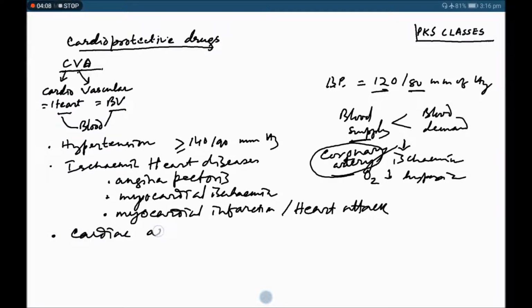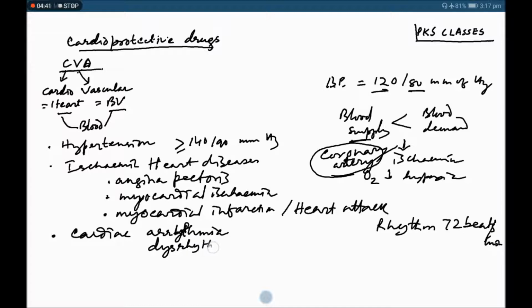Our heart has a rhythm of 72 beats per minute, and if this rhythm is disturbed, then we have cardiac arrhythmia, or if it is associated with pain, we call it dysrhythmia. So this means there is pain associated.